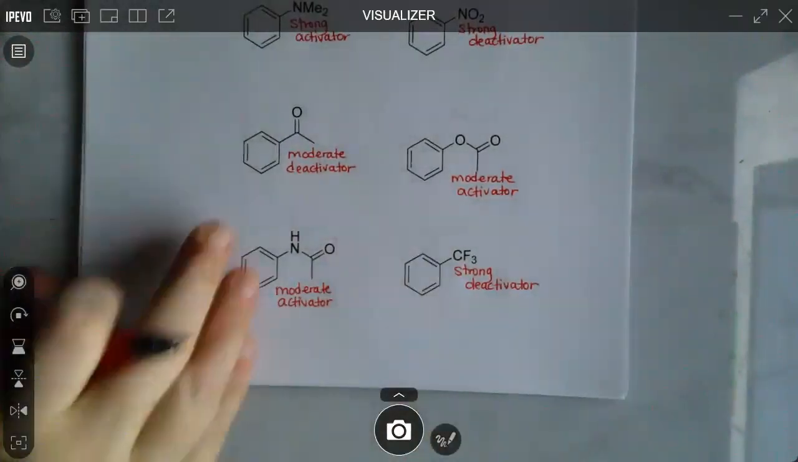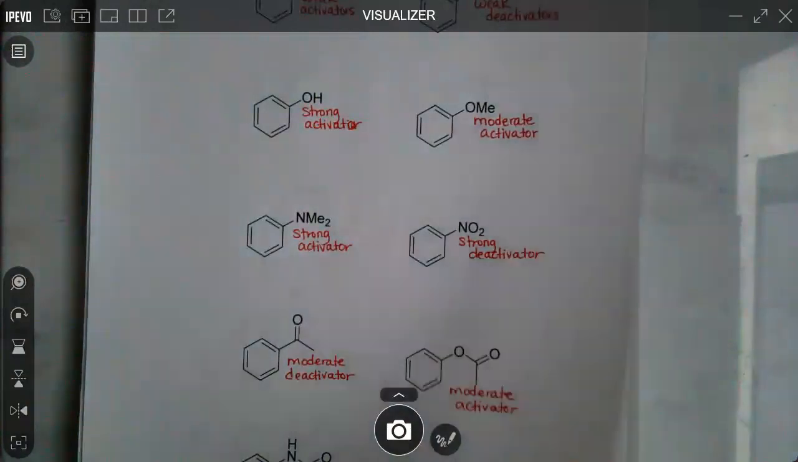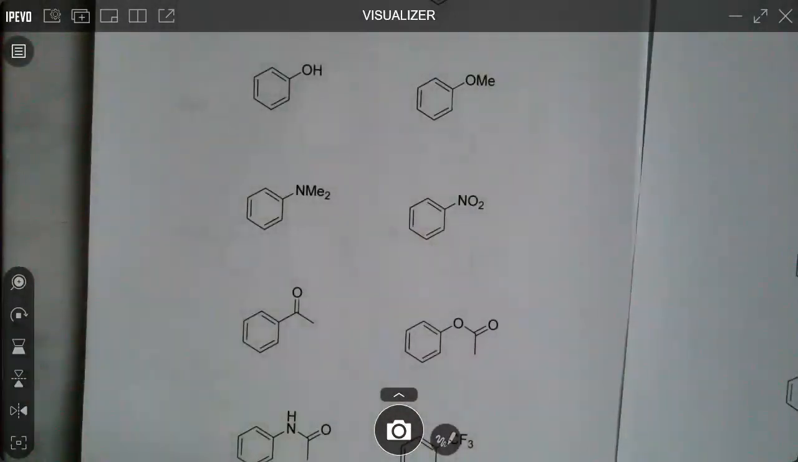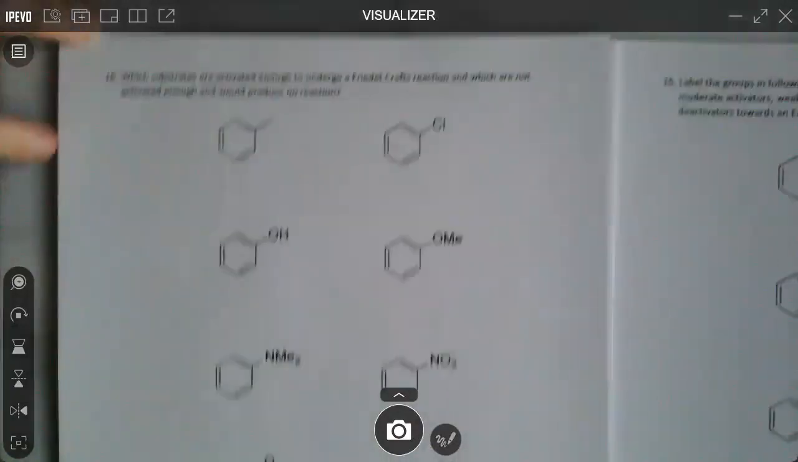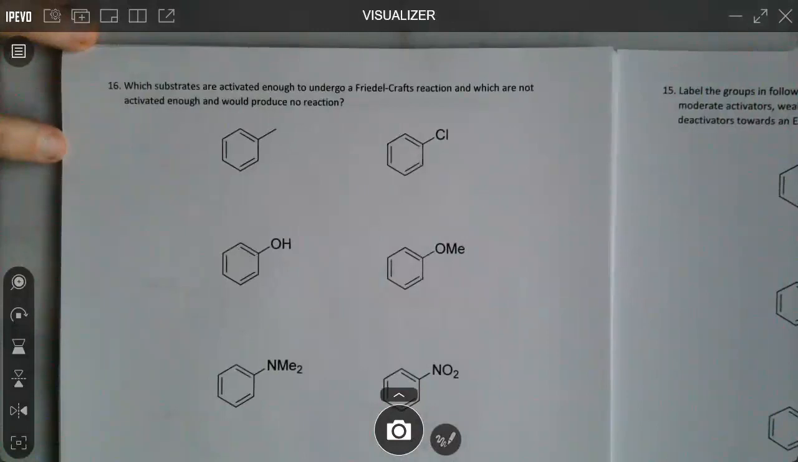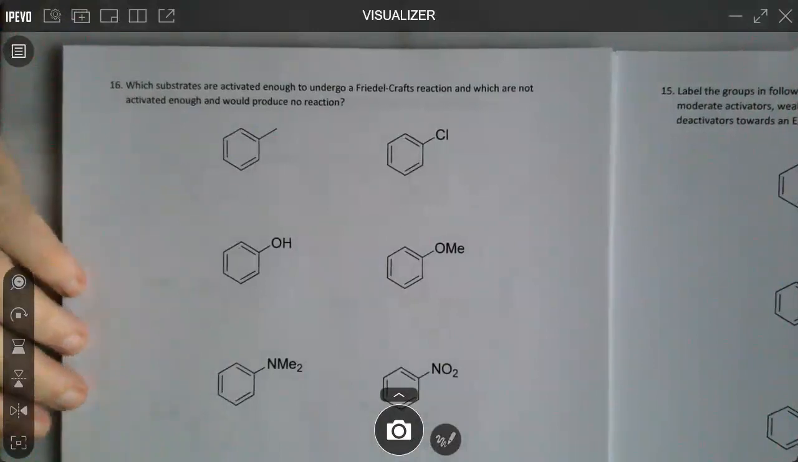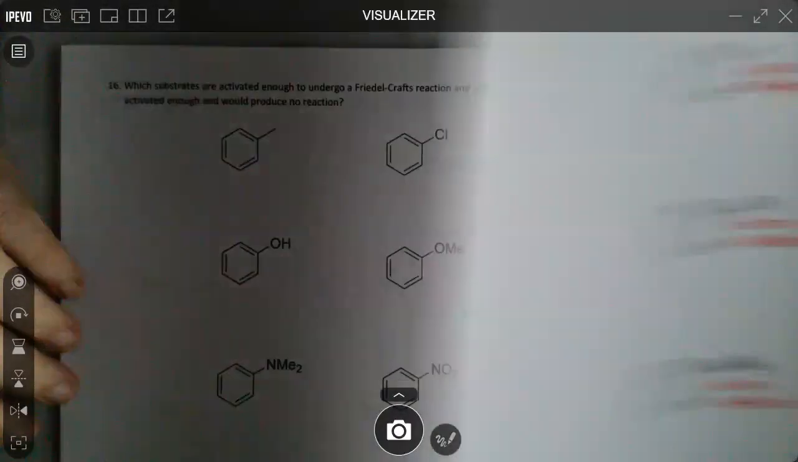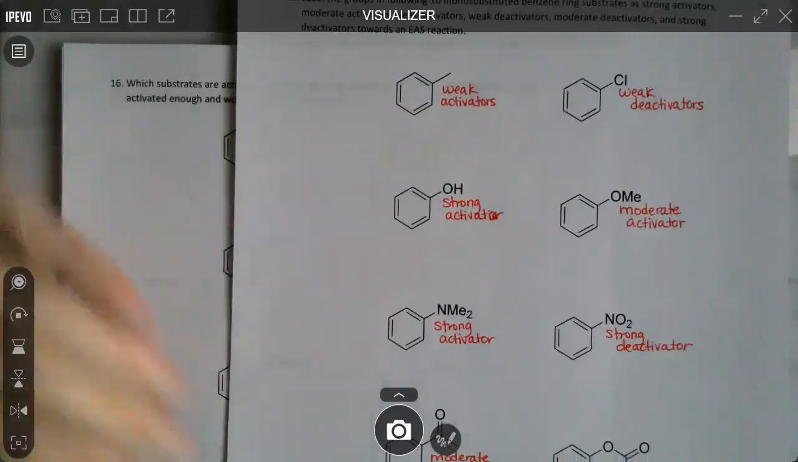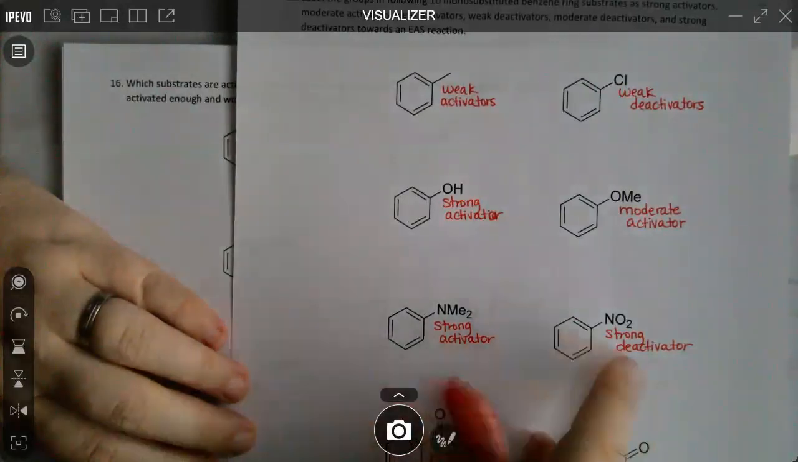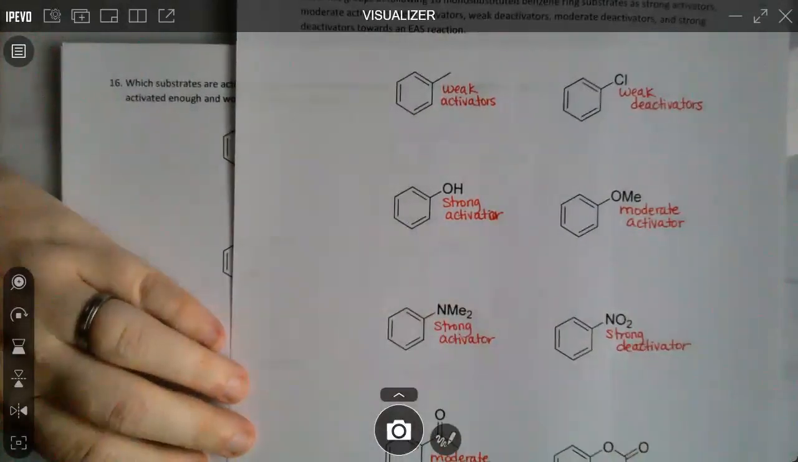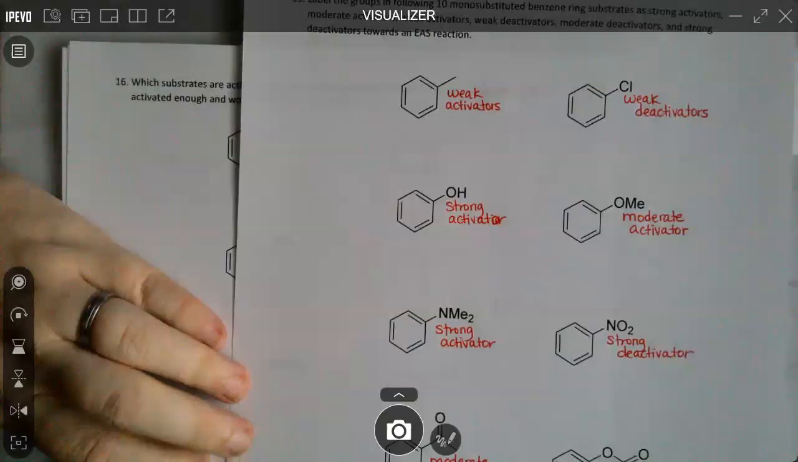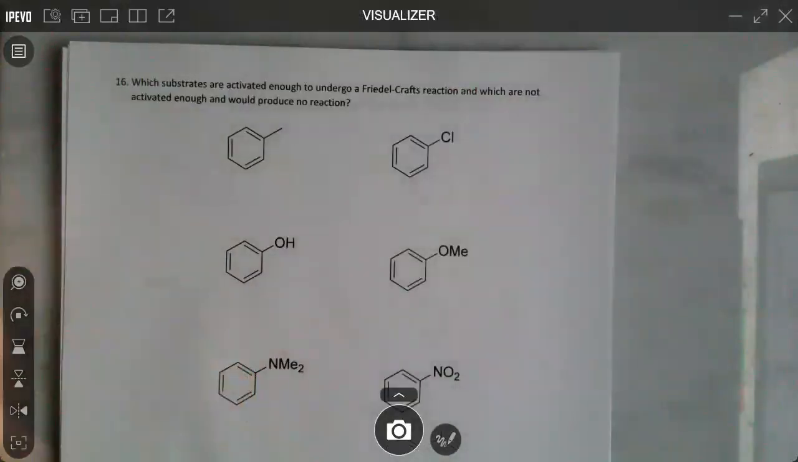The next question is sort of related because it has the same structures, I believe, but asks about whether or not the substrates would undergo a Friedel-Crafts reaction and which would not react. So what we're looking for here is any that are either moderately or strongly deactivated. Those will not undergo a Friedel-Crafts reaction. All of the other ones should undergo the reaction.